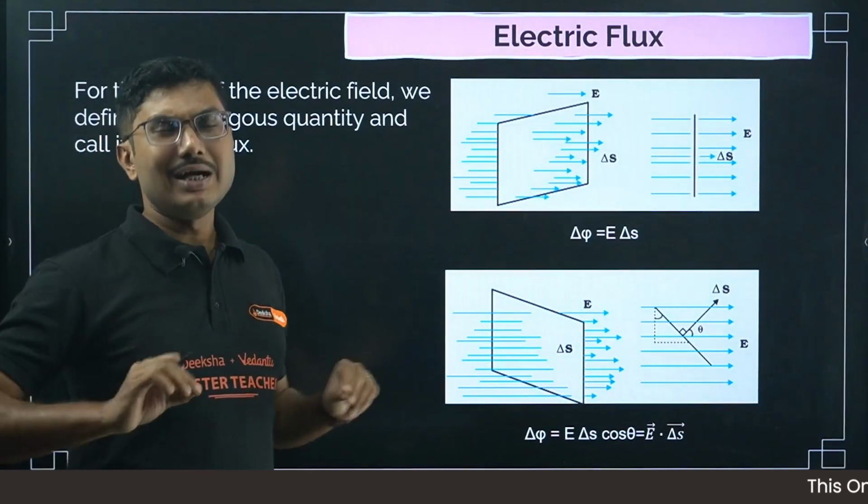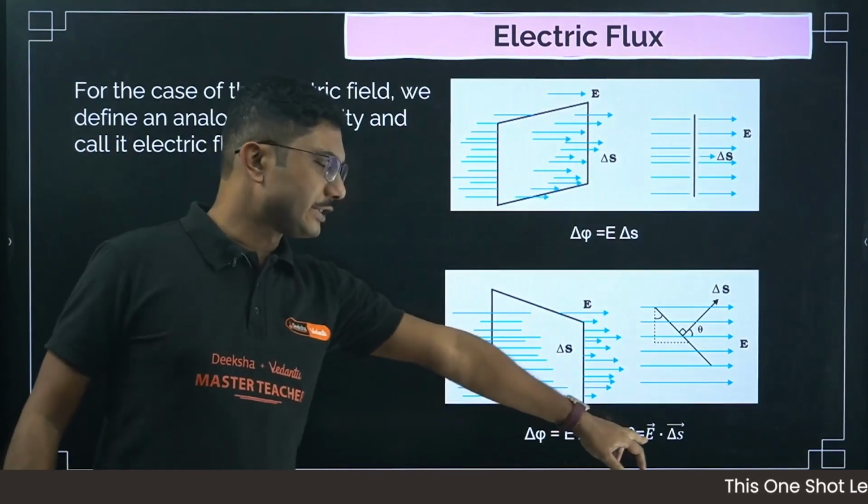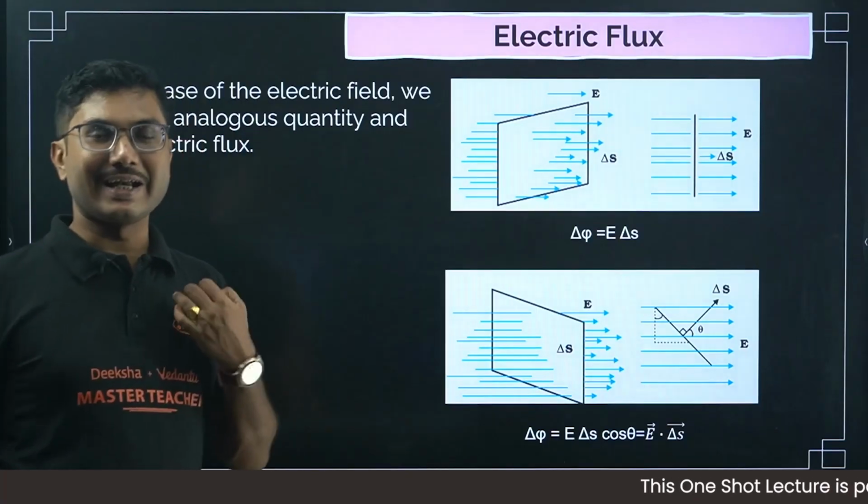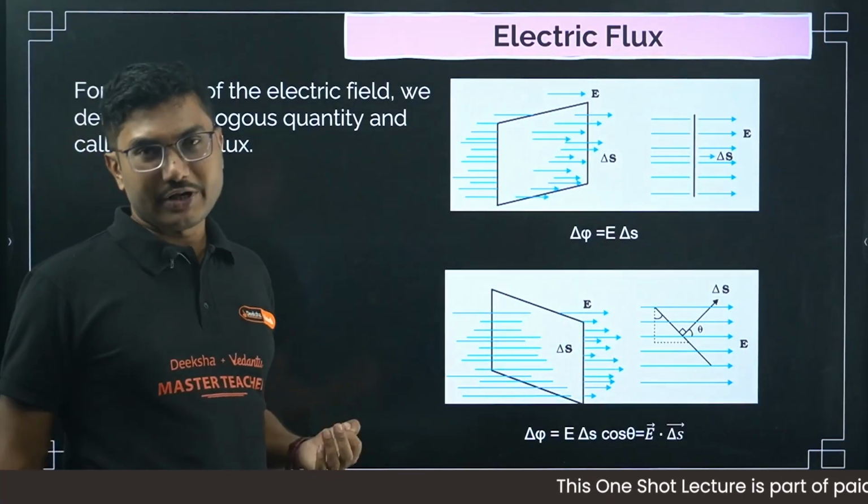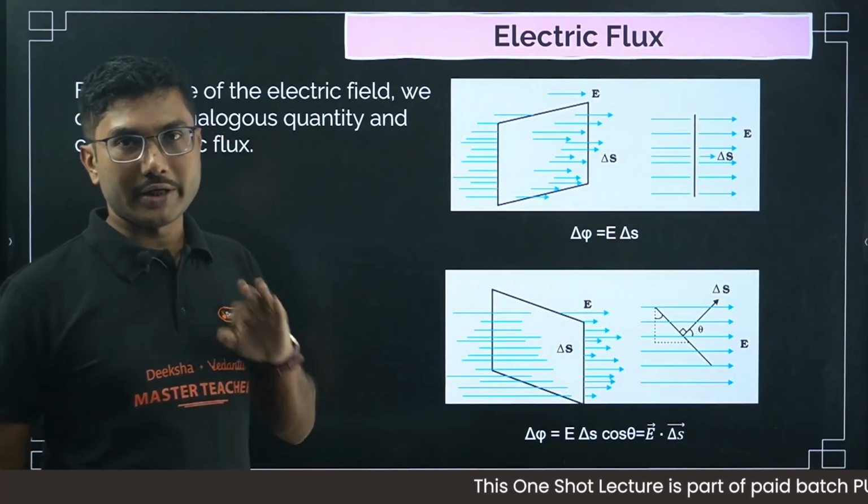Electric flux is a scalar quantity, because it's a dot product of electric field and area vector. So definitely it's a scalar quantity.